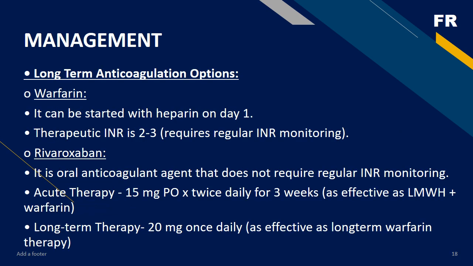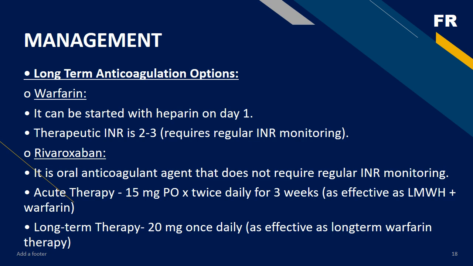Long-term anticoagulation options include warfarin and rivaroxaban. Warfarin should be started with heparin on day 1, and therapeutic INR which should be achieved is 2 to 3, and it requires regular INR monitoring. So whenever you are giving heparin, you have to monitor INR on a daily basis, and you have to start it with the heparin because warfarin takes up to 5 days to be effective, so you have to give it from day 1 with heparin.